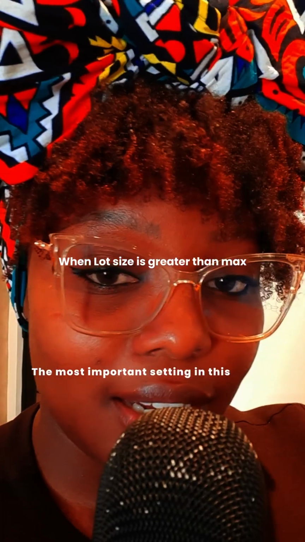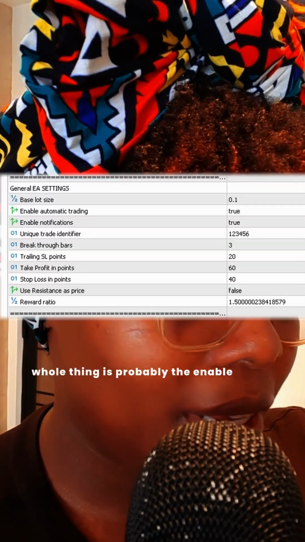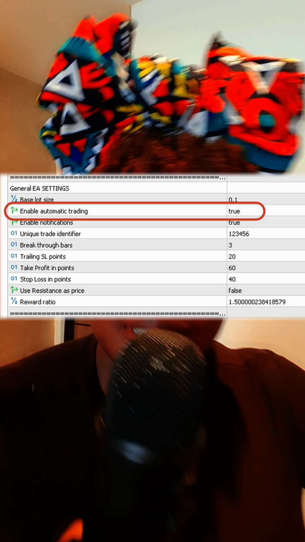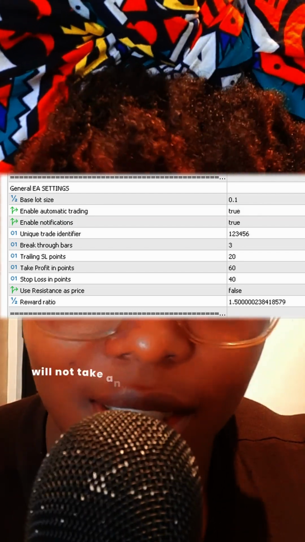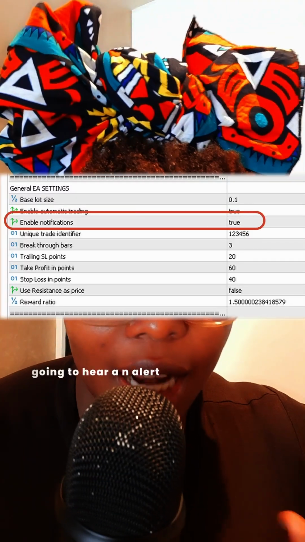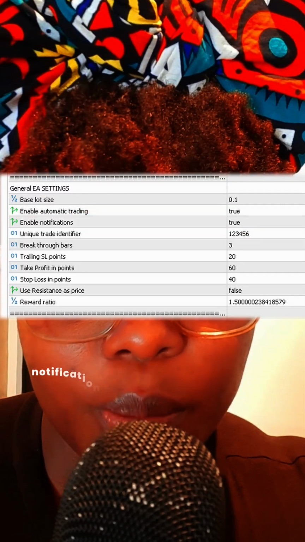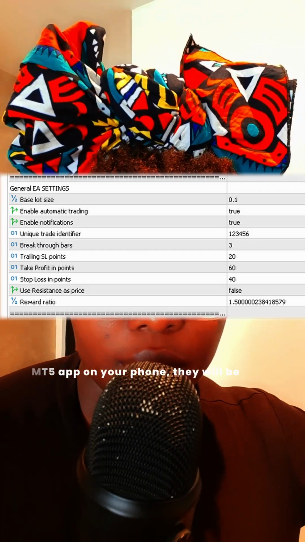The most important setting in this whole thing is probably the enable automatic trading. If this is set to false, the bot will not take any trades. You need to set this to true. Enable notifications simply means if you're on your laptop, you're going to hear alerts. If you also configure notifications to be sent to your MT5 on your phone, they will be sent if this is true. If it's false, none of that happens.